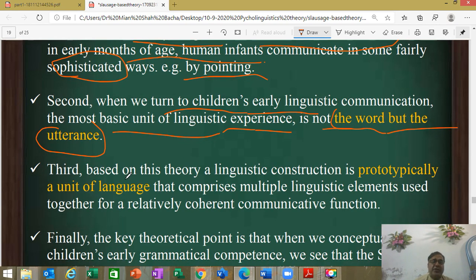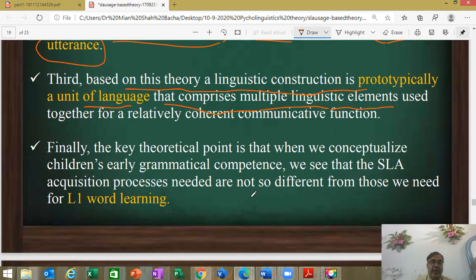Okay, and third, based on the theory, a linguistic construction is prototypically a unit of language that comprises multiple linguistic elements used together for relatively coherent communicative functions. Okay, and finally, the key theoretical point is that when we conceptualize children's early grammatical competence, we see that the SLA acquisition processes needed are not so different from those we need in L1 learning.